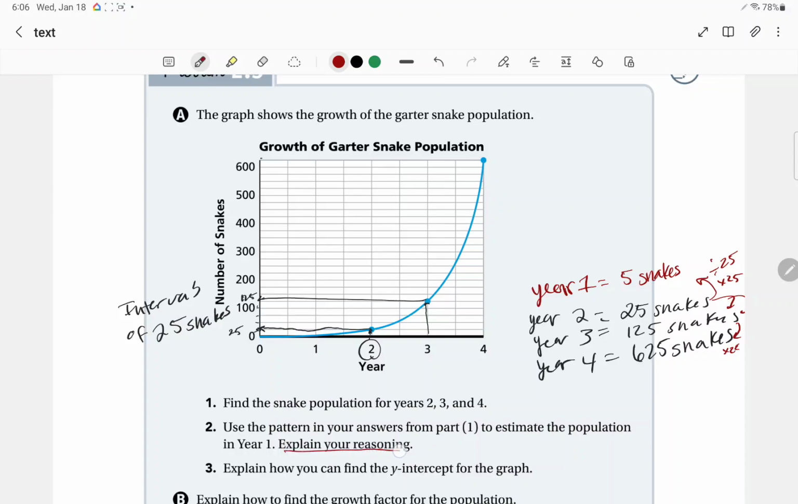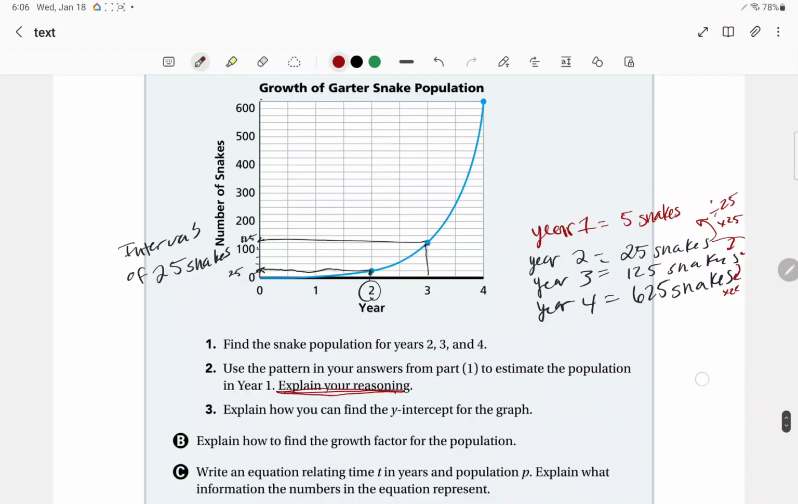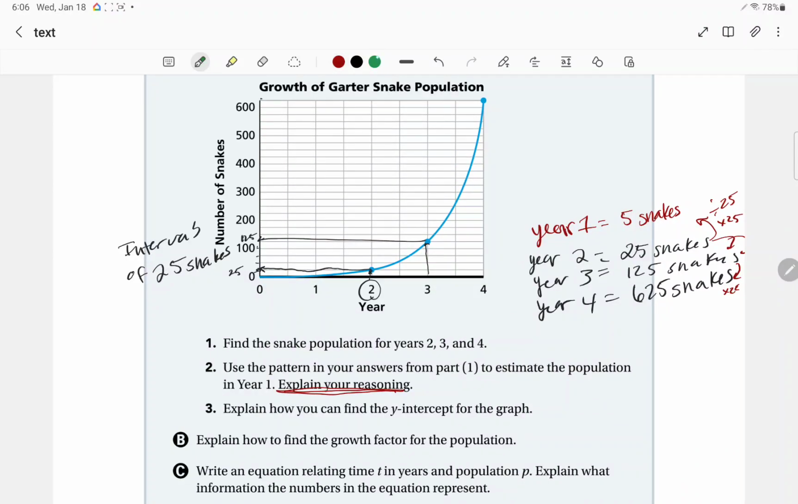And then make sure you're able to explain how you got to 5 snakes as well. Pause the video if you needed to do that. And then number 3, explain how you can find the y-intercept. So then you would go backwards one more, right? Because the y-intercept would be year 0. So when we go backwards one more, you divide this number by 5, and that gives us 1 snake. So over here at our y-intercept, it looks like it's 0, but it's actually 1. And then the coordinate would be 0, 1. Right? Because when time equals 0, the population equals 1.